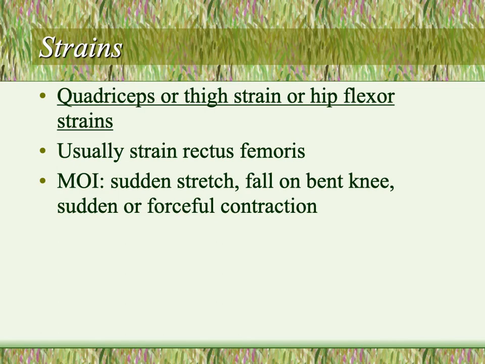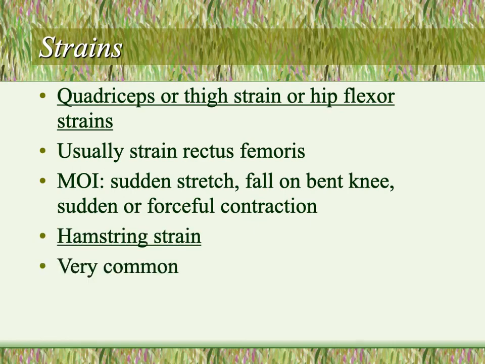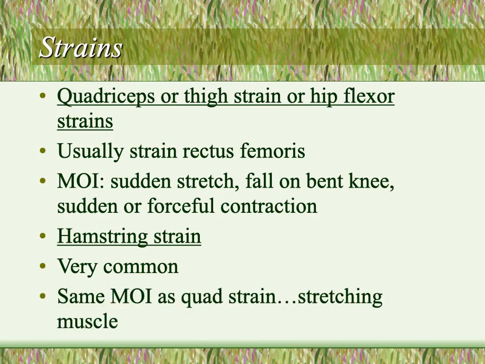So the mechanism of injury is just a sudden stretch of the muscle, a fall on a bent knee, or a sudden or forceful contraction. Hamstring strain is very common in athletics. Same MOI as a quad strain, or stretching the muscle somehow. Usually with a hamstring strain, we strain it with an eccentric contraction, which we haven't talked about in this class. This is when the muscle is lengthening, and that is why or when the muscles tend to strain or tear.